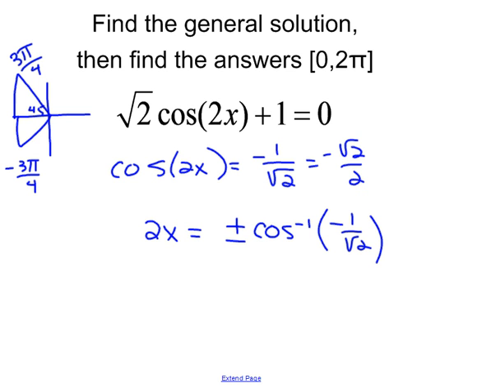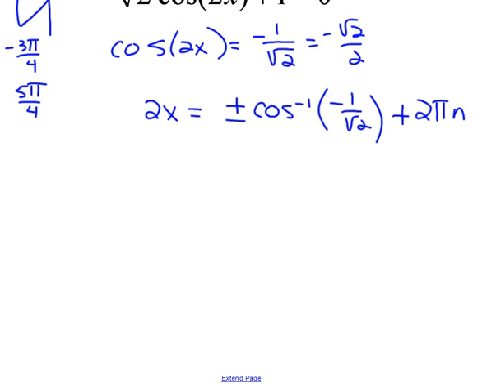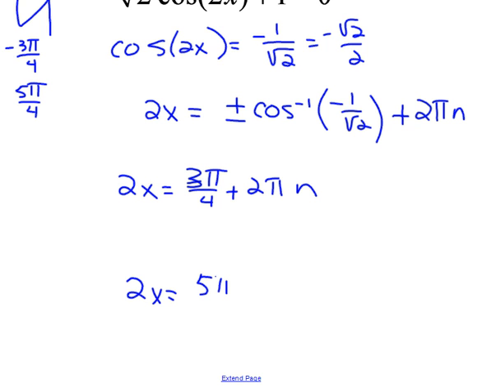But negative 3 pi over 4, you might be more comfortable. And actually, since I want my answers to be from 0 to 2 pi, another possible answer is 5 pi over 4. So either one of those will work. And then, of course, I forgot my 2 pi n. So that's my 2x. And I think it helps to come up with your angles before you do your dividing. So 2x is 3 pi over 4 plus 2 pi n, or 2x is 5 pi over 4 plus 2 pi n. I really like working with positive angles if possible.